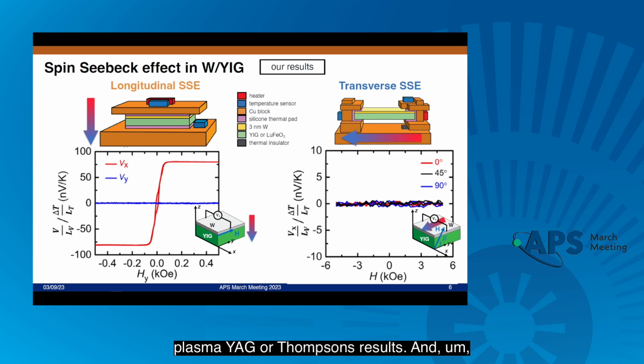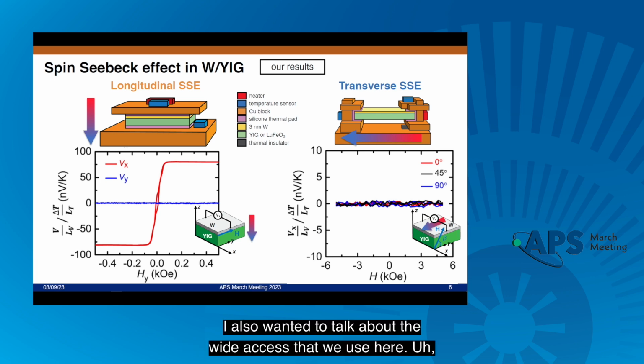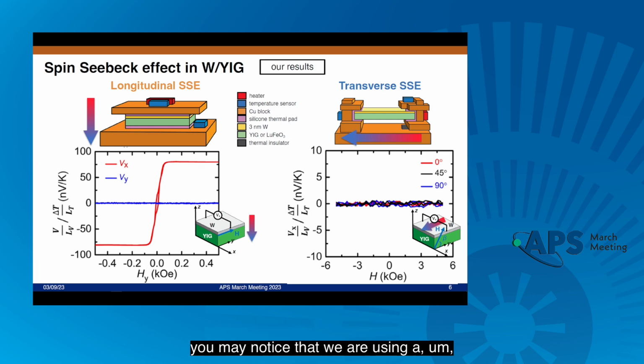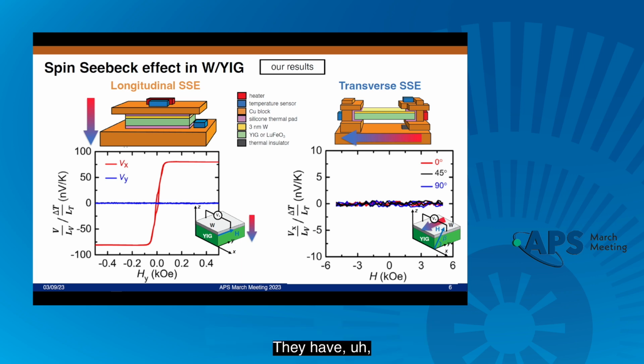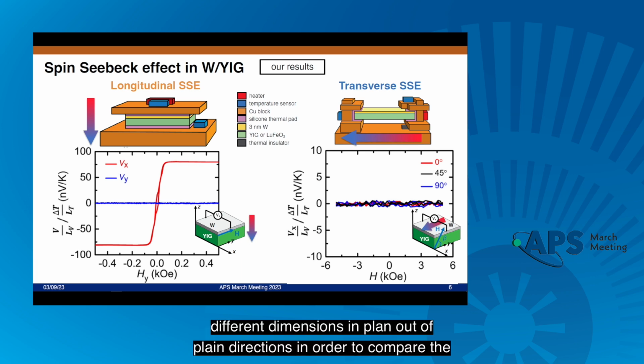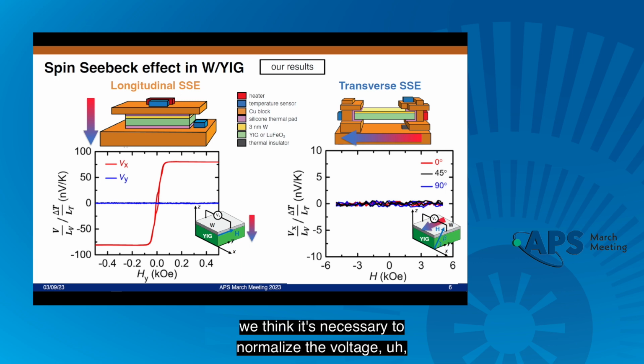And I also wanted to talk about the y-axis that we use here. You may notice that we are using a normalized voltage here because the oriented single crystal samples that we have are all disc shapes. They have different dimensions in the in-plane and out-of-plane directions. In order to compare the results numerically between the two setups, we think it's necessary to normalize the voltage with regard to the temperature gradient and sample dimensions.